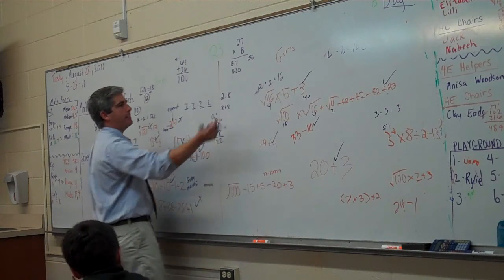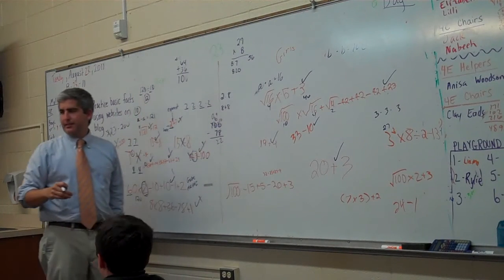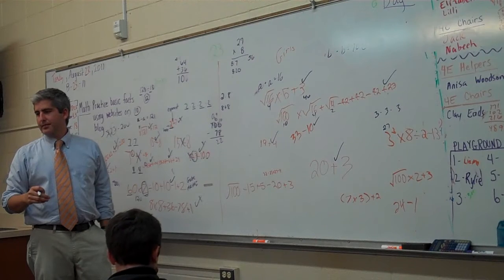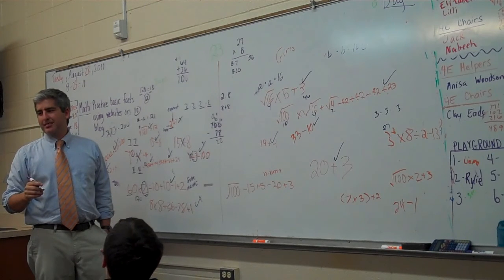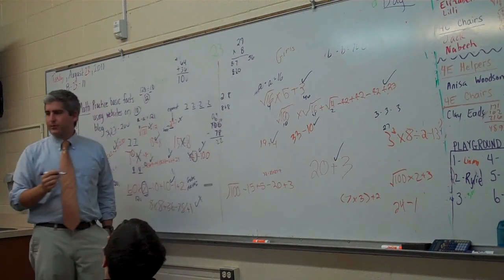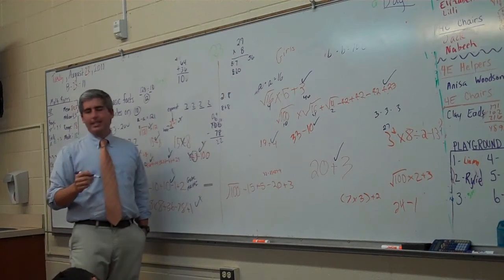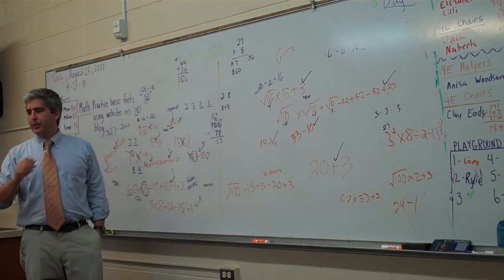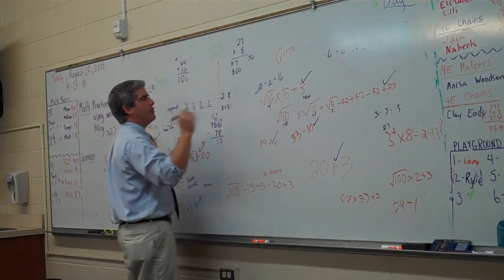Now, Gabriel, what basic fact's going to help me on this one? 8 plus 20. No. 8 times 2. That's the basic fact that's going to help me. Gabriel, what is 8 times 2? 16. Say 8 times 2 equals 16.